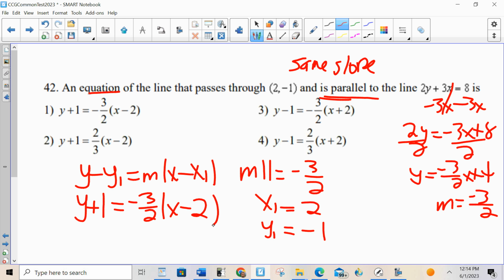My choices are in point slope form, so no need to distribute or combine like terms. Look carefully. I want my negative 3 over 2 slope. That's 2 over 3. That's 2 over 3. Choice 1's your answer.